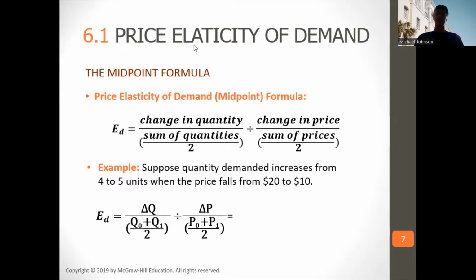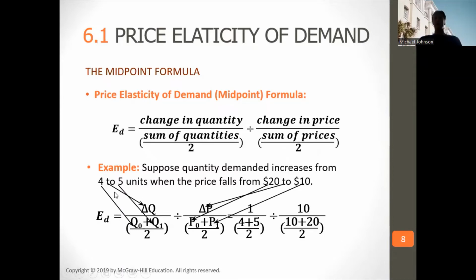So in this case, to calculate this, what you'd have to do is, you put in 20 here, 10 here, then you take the difference between 20 and 10, and then here you take the difference between 4 and 5, put 4 here, and then 5 here. So the difference between 4 and 5 is 1, and then the average between 4 and 5, you do this, and then the difference between 20 and 10 is 10, and you take the average of 20 and 10, and then you get 0.33. So this is inelastic. So it's less than 1, so inelastic. So it's a need.